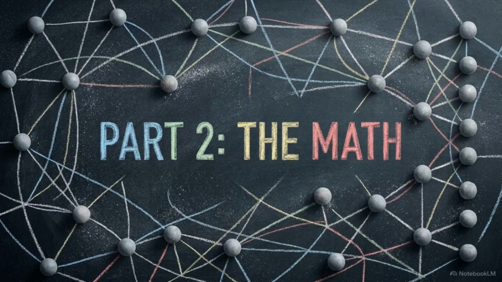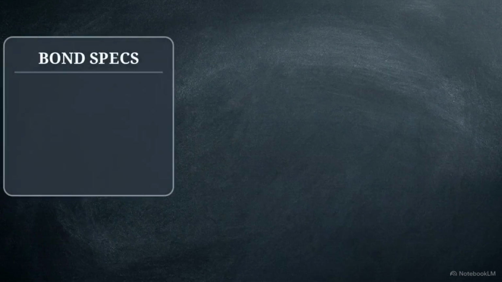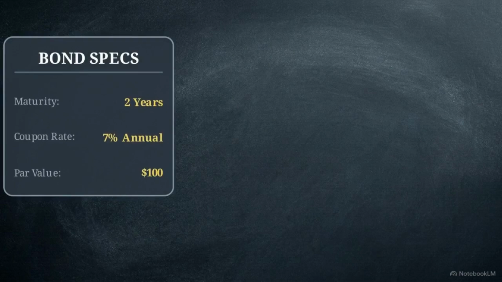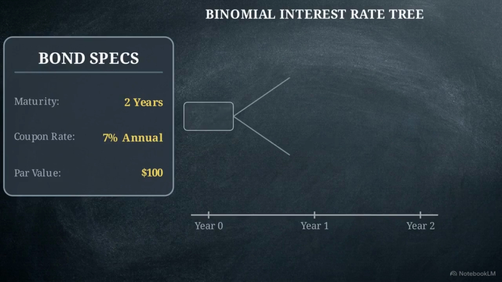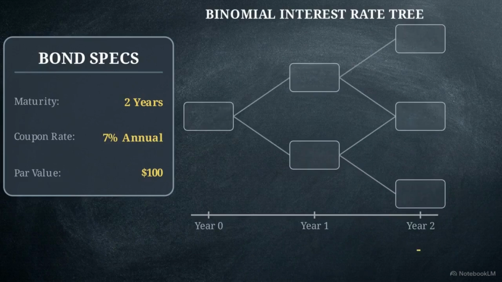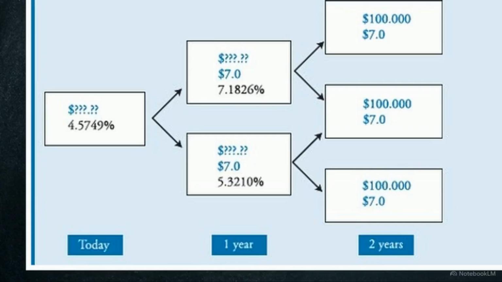Now for Challenge 2. We are shifting from macro-level theory to direct mathematical application. Your task is to value a 2-year, 7% annual pay bond with a $100 par value, and you have to do it using a binomial interest rate tree. This incomplete interest rate tree establishes our environment.